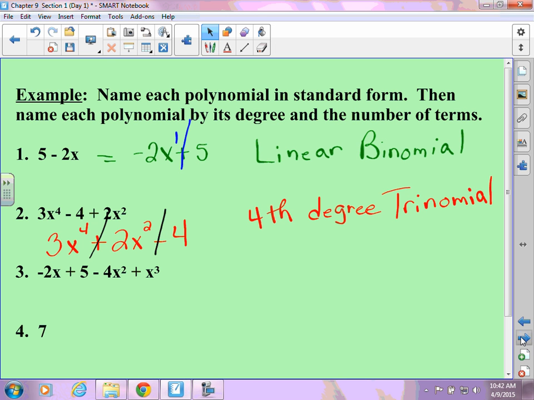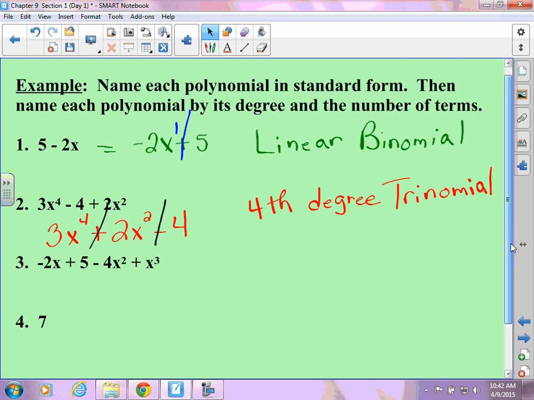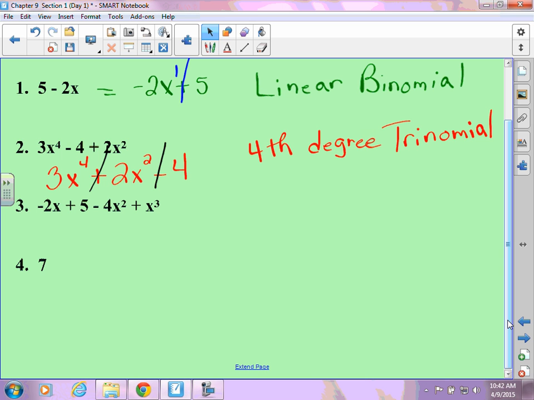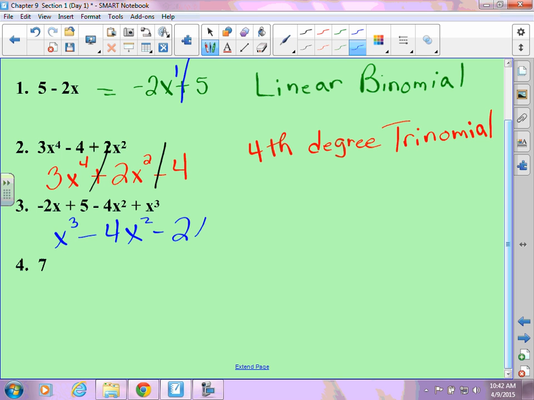All right, number 3. Is that in standard form? It is not. What's the first term? X cubed. Yep, x cubed. Then minus 4x squared, and then minus 2x, and then plus 5. Very good. What's the highest exponent? 3, so I call it a cubic.